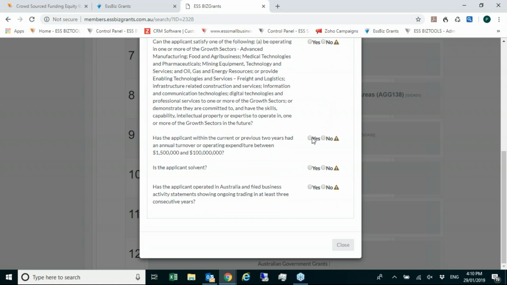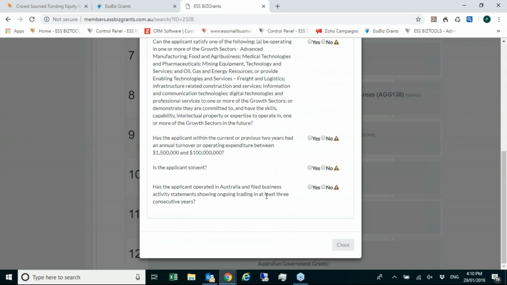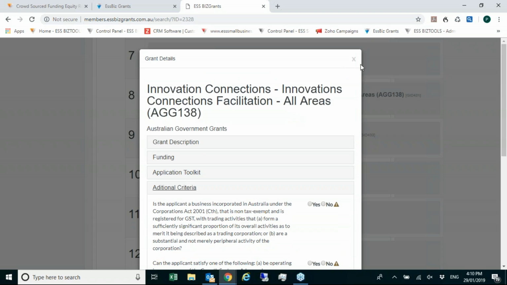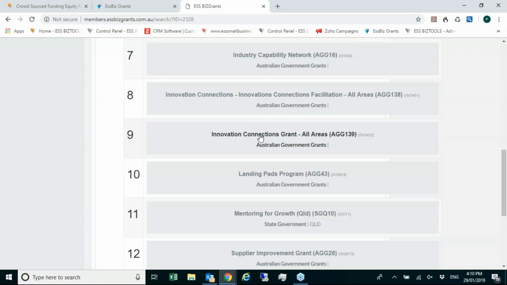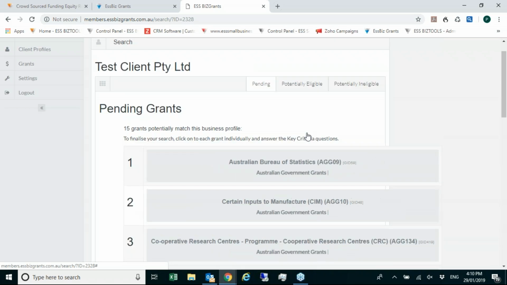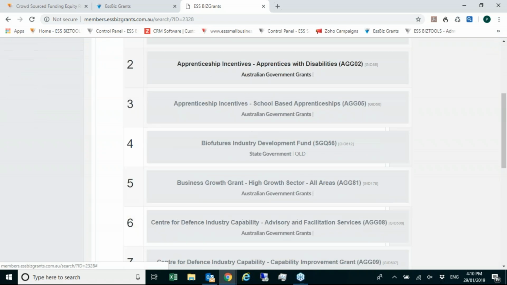So there are the questions on the additional criteria, which you've got to go through, read and answer. If you answer them the correct way, it will then close it and take you through. As we're in a bit of a hurry now, we'll just ignore that, and I'll show you the ones that have been completed. Is that okay? That'll be good. The ones that have already been completed are potentially eligible.